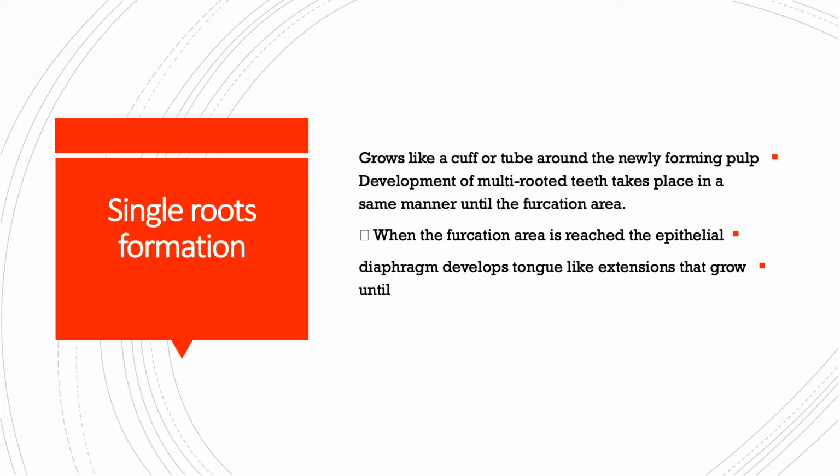Development of multi-rooted teeth takes place in the same manner as single-rooted teeth until we reach the bifurcation area or trifurcation area. So it is generally called the bifurcation area. When we reach it, there will be a newly forming structure called the epithelial diaphragm, which originates from Hertwig's epithelial root sheath. This epithelial diaphragm will develop as a tank-like structure.